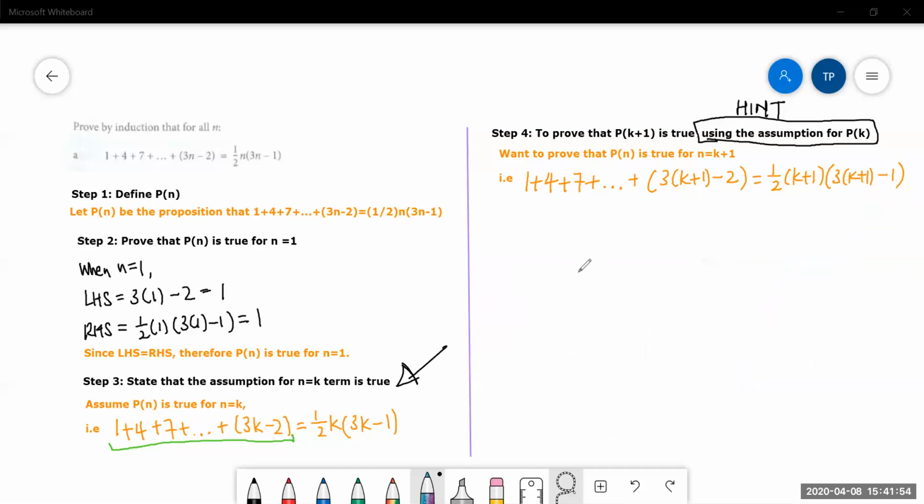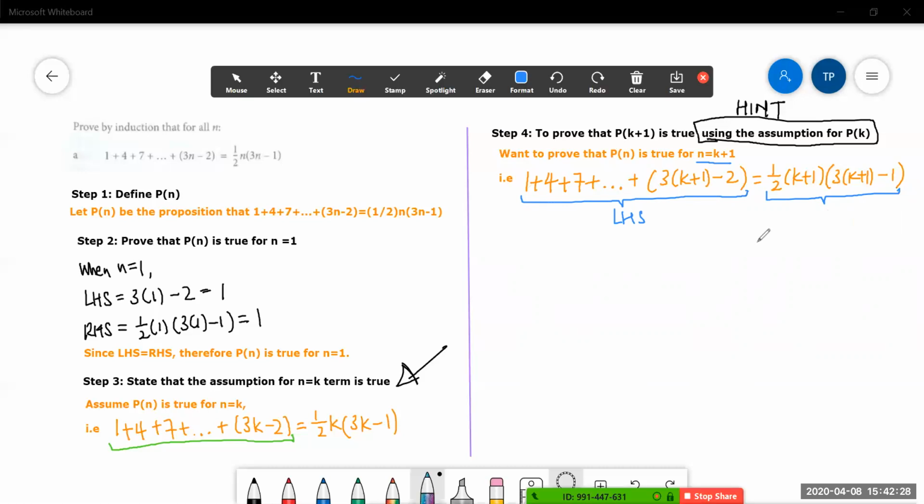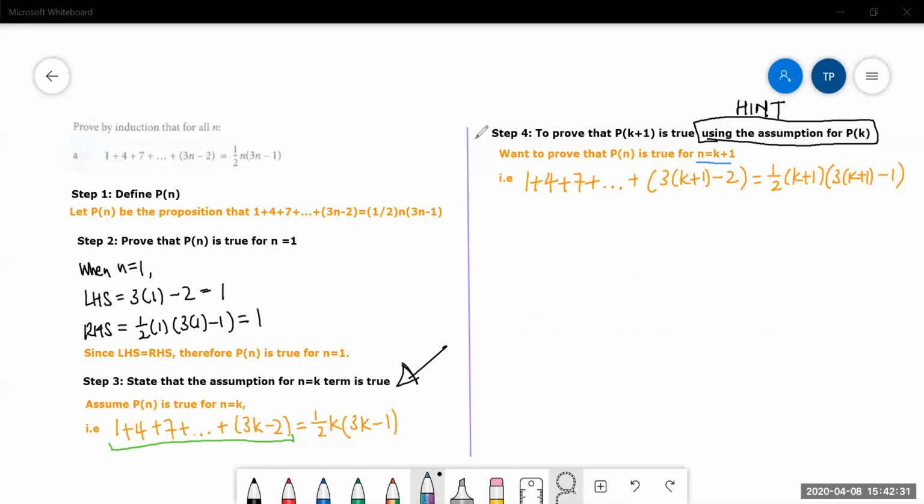Okay, look. For this question, we want to prove that Pn is true for n equals to k plus 1. After substituting in, this is the left-hand side, and this is the right-hand side. But the right-hand side we can break down a bit further. Let's break down the right-hand side.